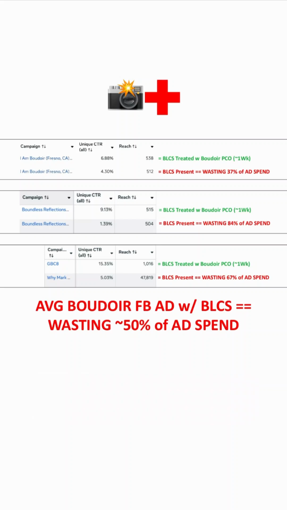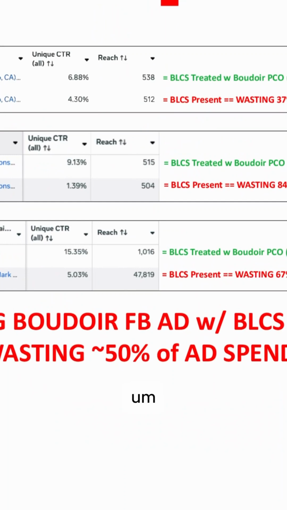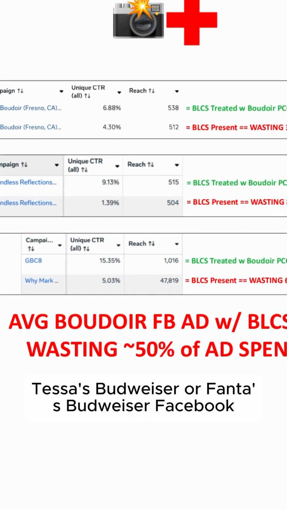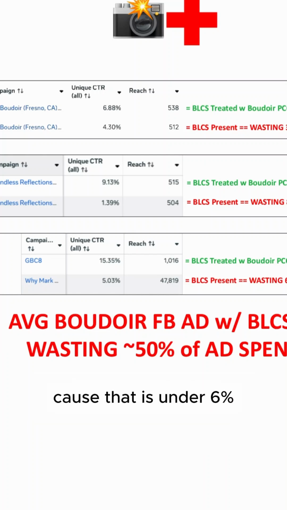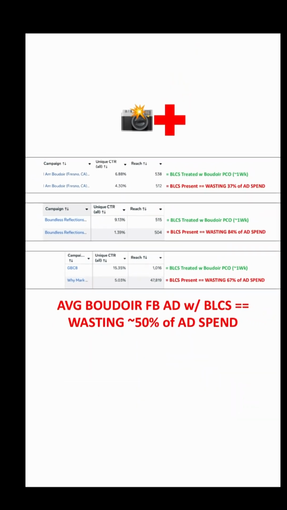Finally, I had a patient who found out his Boudoir Facebook ad was at 5.03% unique CTR, aka BLCS was present because that is under 6%.